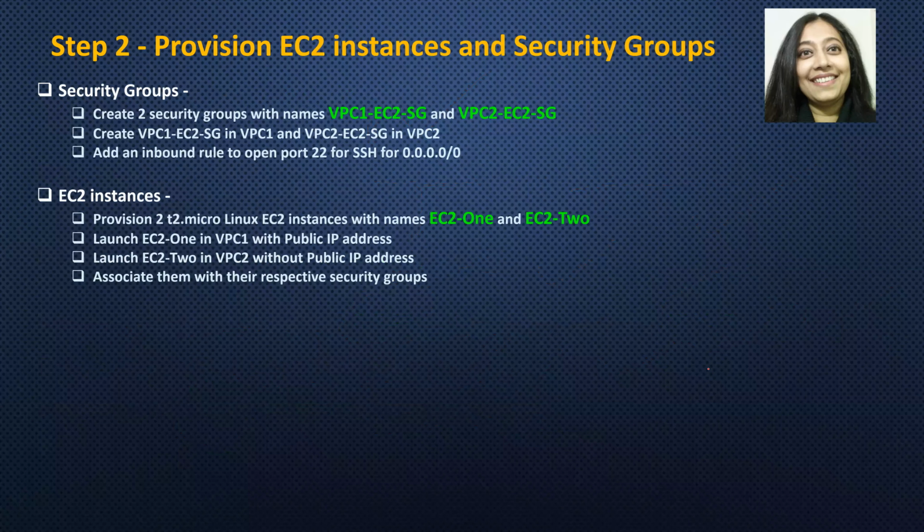Next step. Now we need to provision EC2 instances and security groups. The first thing that we will do is create two security groups with these names: VPC1 EC2SG and VPC2 EC2SG. We will create these two security groups in their respective VPCs and add an inbound rule to open port 22. Port 22 is used for SSH and we are just going to open it as a normal port, so it's open for anybody to SSH into. This is just a normal setup.